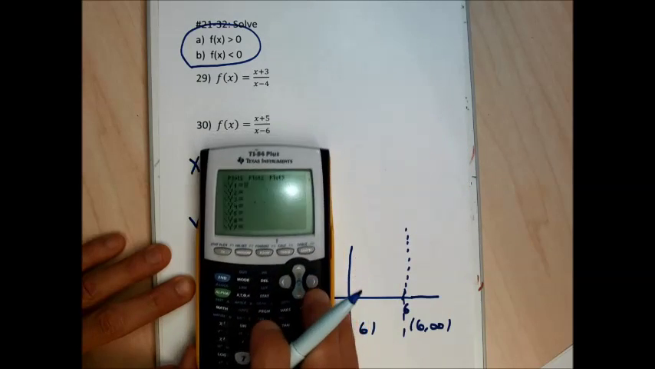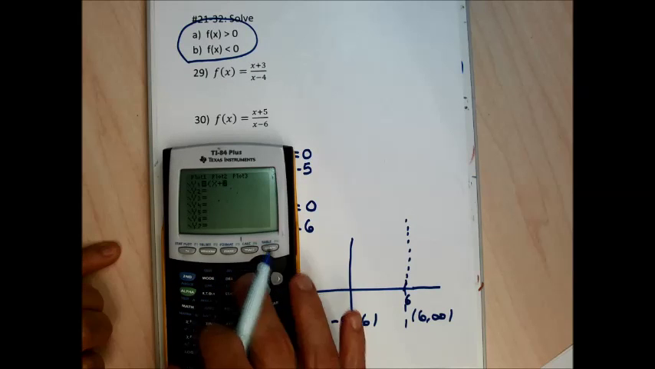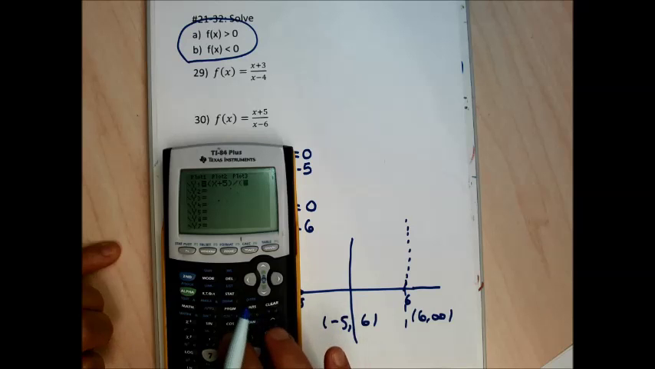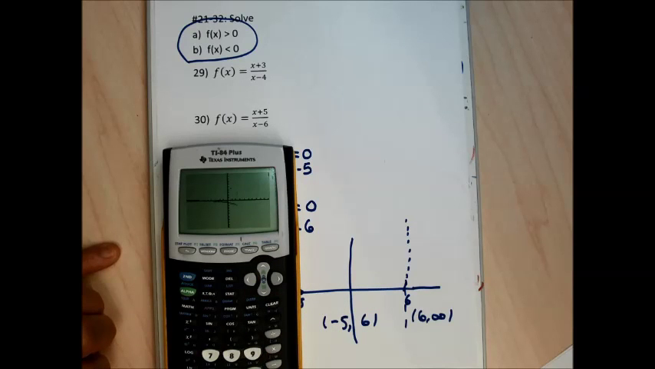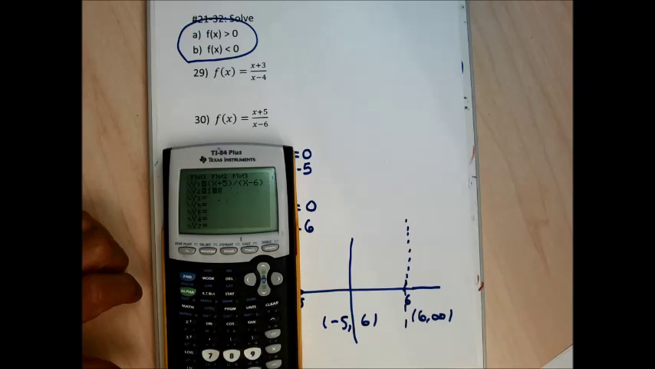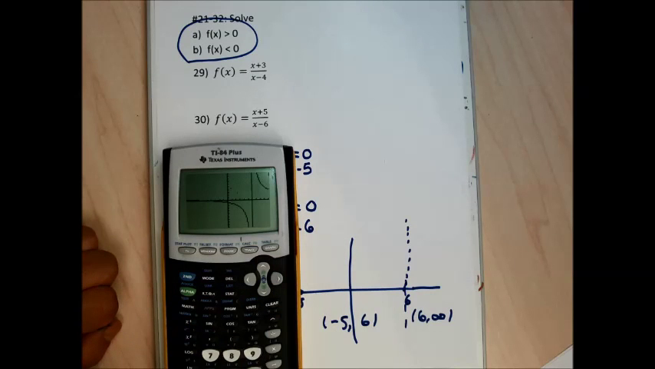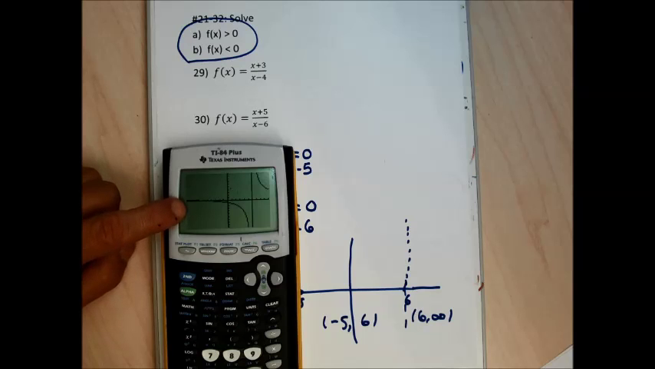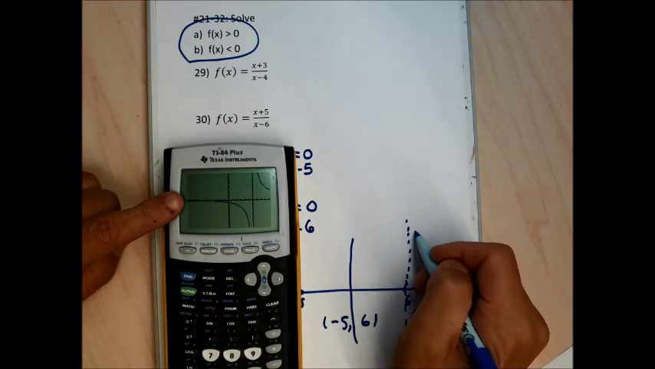So I'm going to graph the function, parentheses x plus 5 divided by parentheses x minus 6. And I'm just going to do zoom standard. It's not going to graph the vertical asymptote. If I want the vertical asymptote graphed in, I can do that. To graph the vertical asymptote, I'd go y equals 1,000 times x minus 6. There's the vertical asymptote. This part, if it bugs you, you can make the window smaller. As you make the window smaller, you're going to lose this portion of the graph.